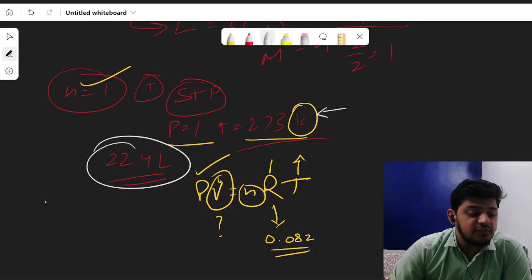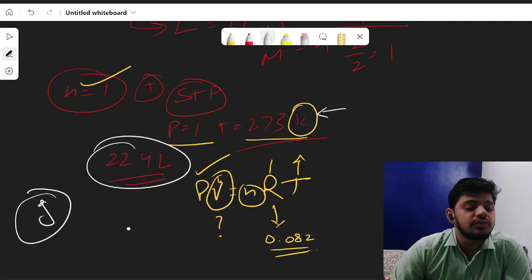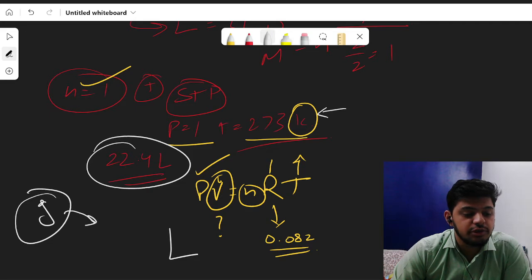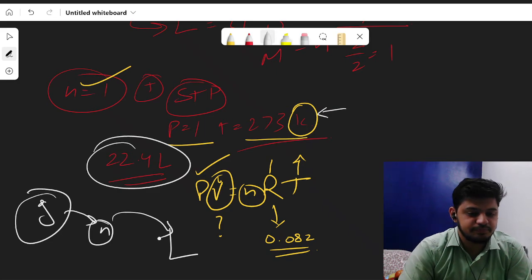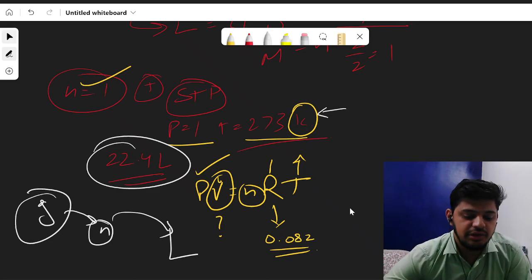So if the grams are given to you and you want to calculate in liters, the first step is to convert it to the number of moles, and after that just convert into liters. This is the very easiest thing. Okay, now I'm giving you one more question.